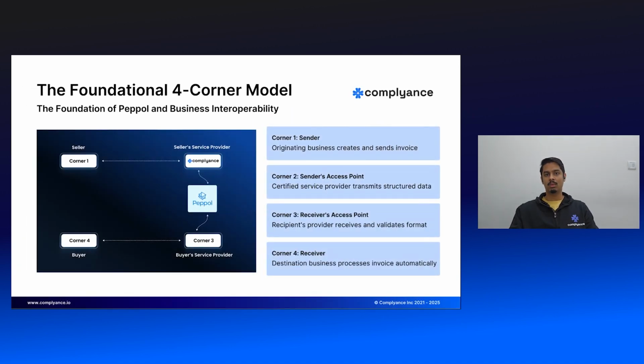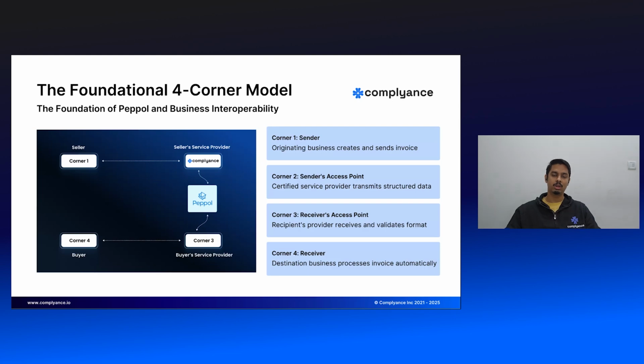So let's start from the basics, that is the four corner model, which was used in the PEPPOL implementation process. PEPPOL was introduced in the European Union in the 2008 period. It is a simple four corner model which has the seller, the seller's access point or service provider, the buyer's access point or service provider, and the buyer. So these are the four simple corners in the four corner model. And the process of transmitting the invoices is in the following way.